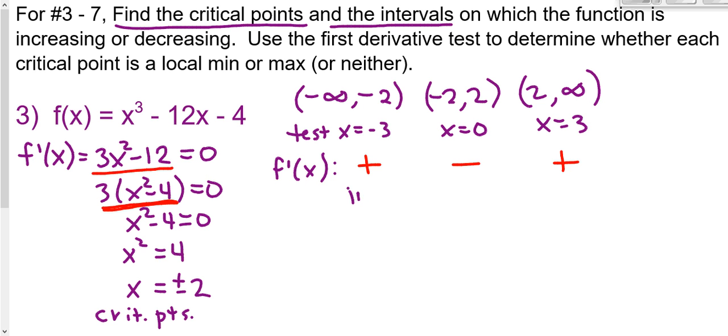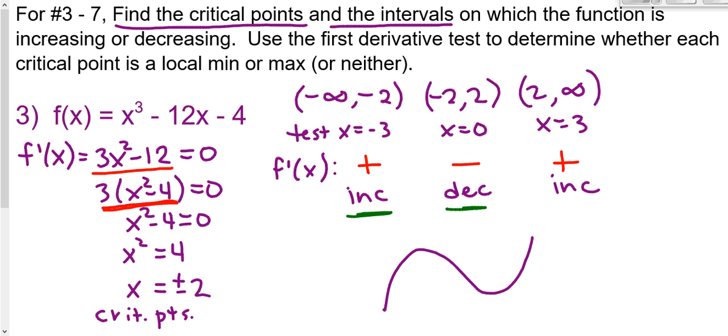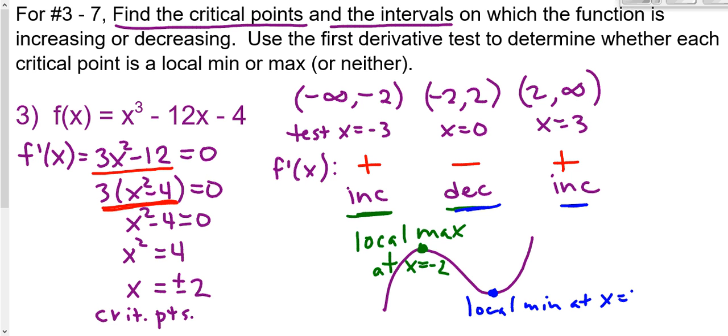The function is increasing when the derivative is positive and decreasing when the derivative is negative. So it goes from increasing to decreasing to increasing. So do we have any local maxima or minima? Just picture this. Your function's going up, then going down, then going up. When it changes from increasing to decreasing, you have a local max. Local max at x equals negative 2. And when it changes from decreasing to increasing, you have a local min. Local min at x equals 2.